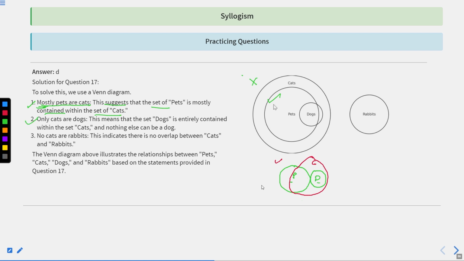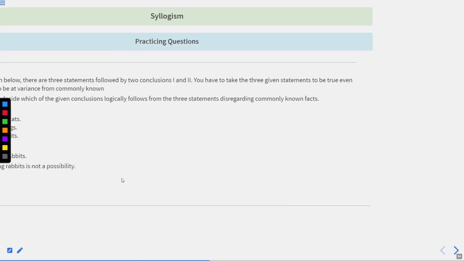Okay, so only cats and dogs. This is the other diagram, and then no cats or rabbits. No cats and rabbits. The third Venn diagram seems to be correct because there is no relation between cats and rabbits. Now, this particular Venn diagram and this particular Venn diagram, along with the second statement, this is the first statement, this is the second statement, and this is the third statement, seem to be correct. Now, based on these diagrams, we will try to understand whether the conclusion follows or not.